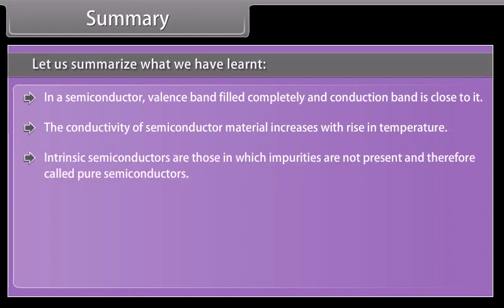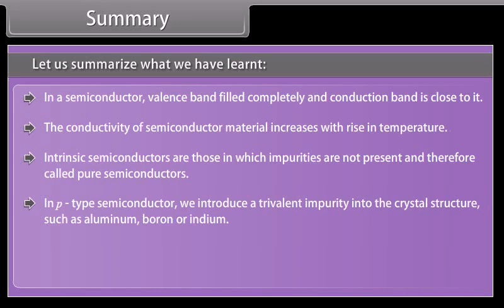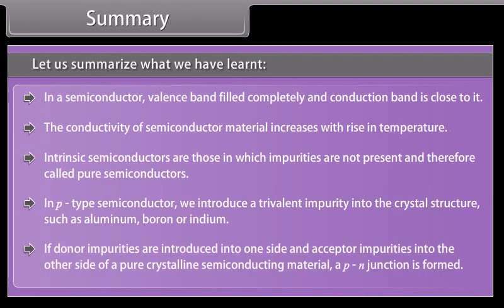Intrinsic semiconductors are those in which impurities are not present and therefore are called pure semiconductors. In a P-type semiconductor, we introduce trivalent impurity to the crystal structure, such as aluminium, boron or indium. If donor impurities are introduced into one side and acceptor impurities into the other side of a pure crystalline semiconducting material, a p-n junction is formed.